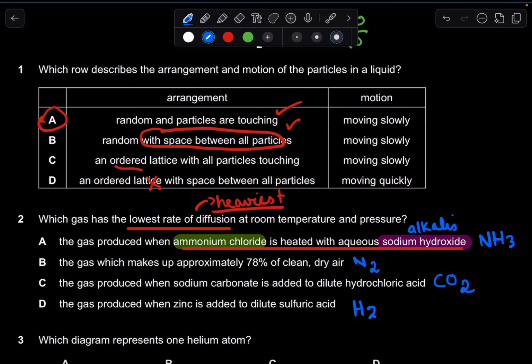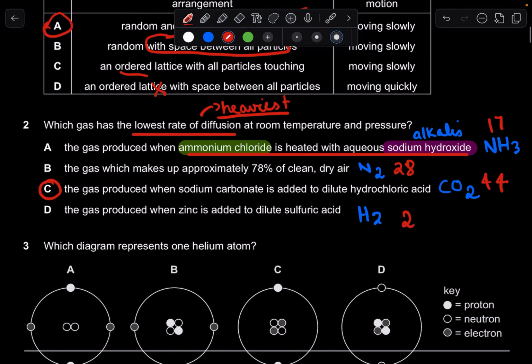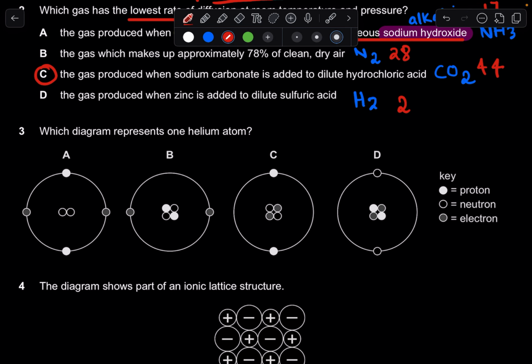Now we have to check which has the lowest rate of diffusion. The lowest rate of diffusion means it's going to be the gas that is the heaviest. So which is heaviest? Ammonia has an Mr of 17. Nitrogen has 28. Carbon dioxide has 44 and hydrogen has 2. So it has to be carbon dioxide, because it's heavy, so it will take more time to diffuse.